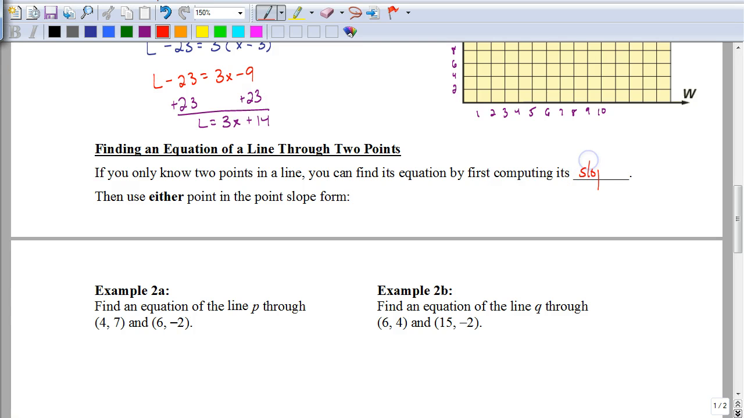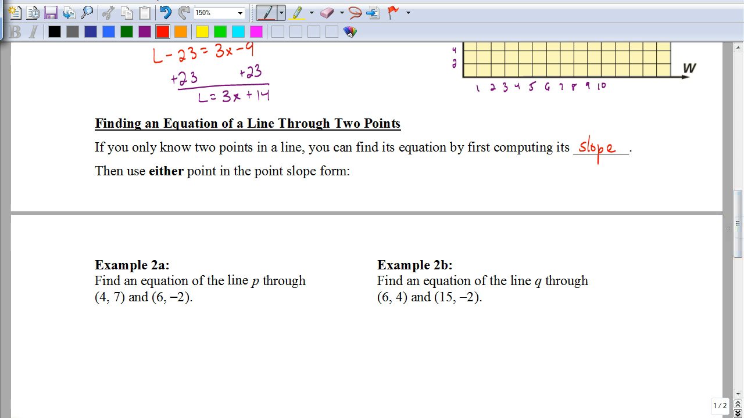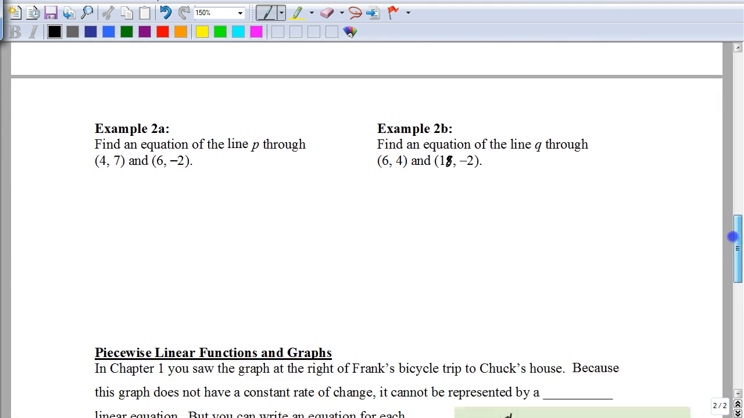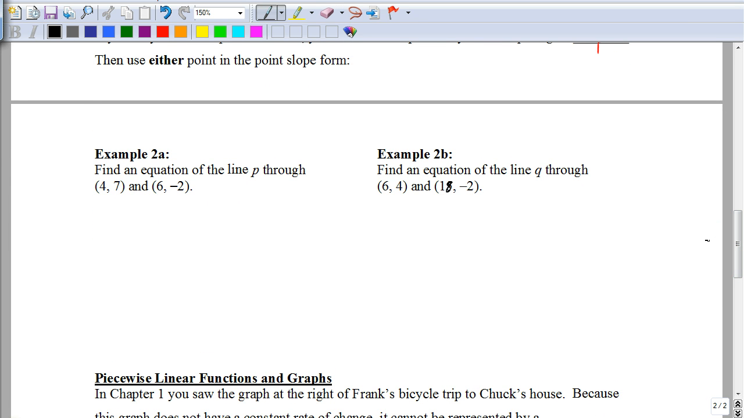Now, sometimes we're not given the point and the y-intercept. We're given just a coordinate, or just given 2 coordinates. If that's the case, what we're going to do is find the slope first. So what we're going to do is find an equation of a line going through these 2 points. So again, my first step is to figure out, well, what's my slope?